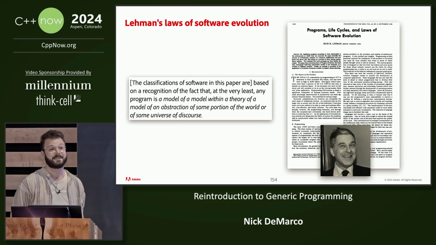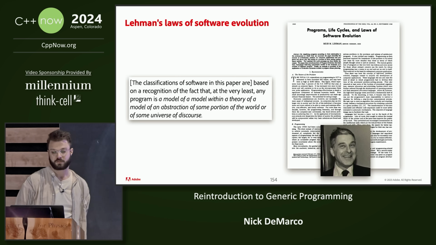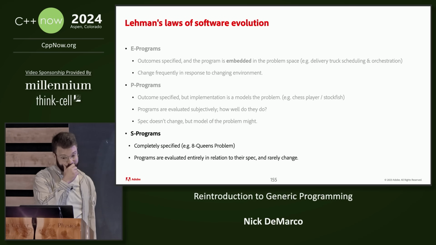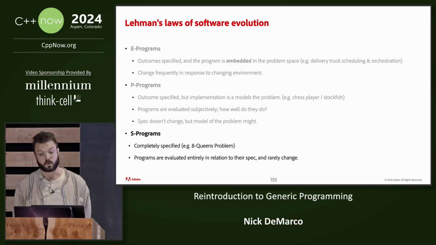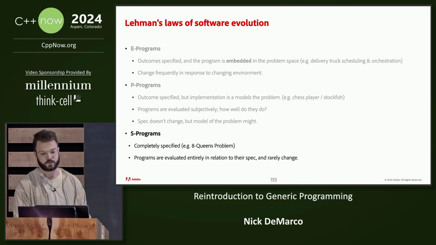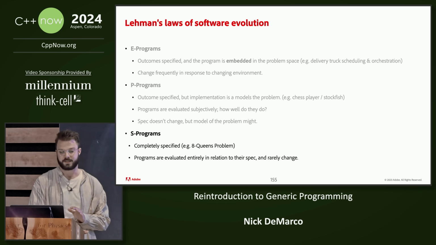Or it's a model. Yeah, exactly. All we're doing is approximating the real world and modeling problems to try to solve them. So, in his paper, Lehman identified 3 categories of software, distinguished by the nature of the problem that they were trying to solve. I think he was a fan of chess because he uses chess a lot in his examples.